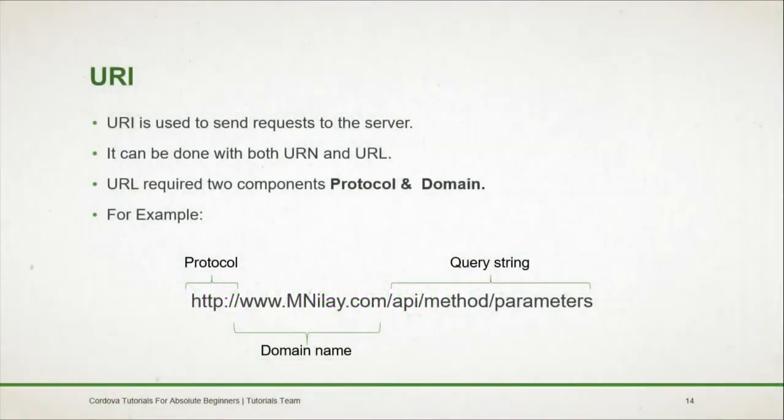Start with the URI, which stands for Uniform Resource Identifier. URI is used to send the request to the server. The term URI includes both URL as well as the URN. URL includes two things, the protocol and the domain name. In this example, HTTP is the protocol, www.chamley.com is the domain name, and /API/method/parameter are the query string for that request.